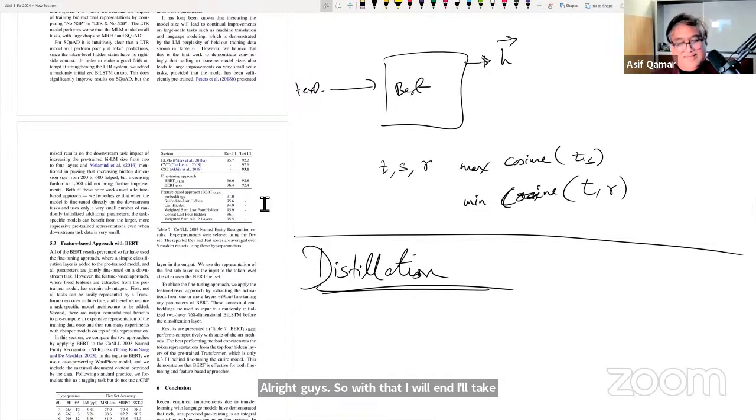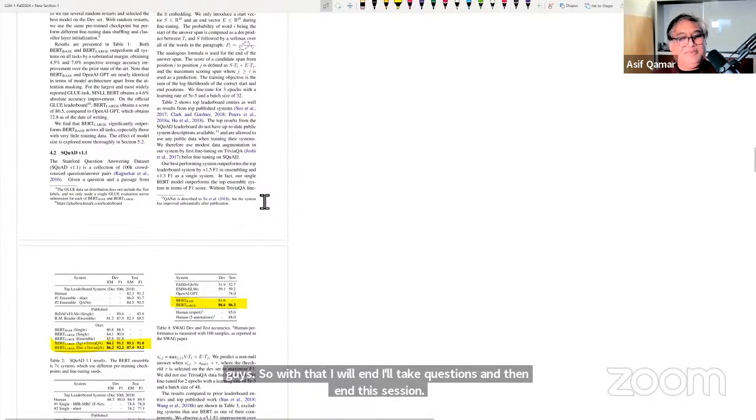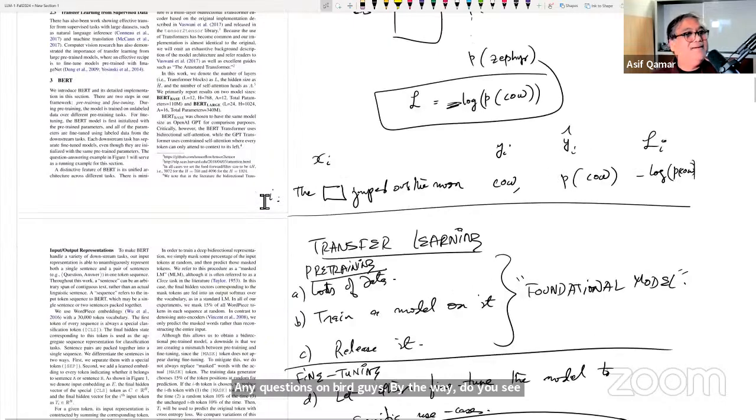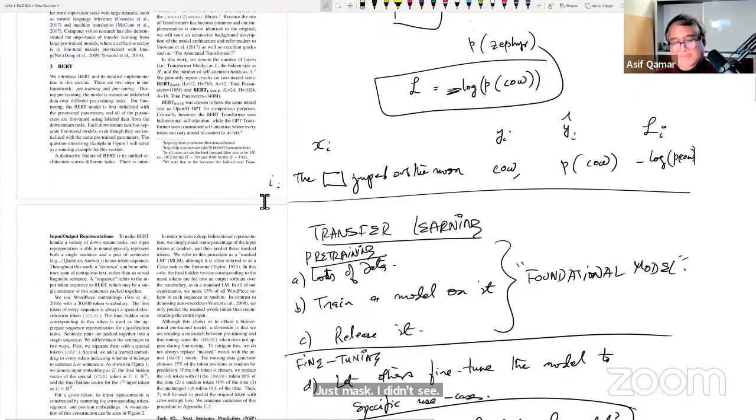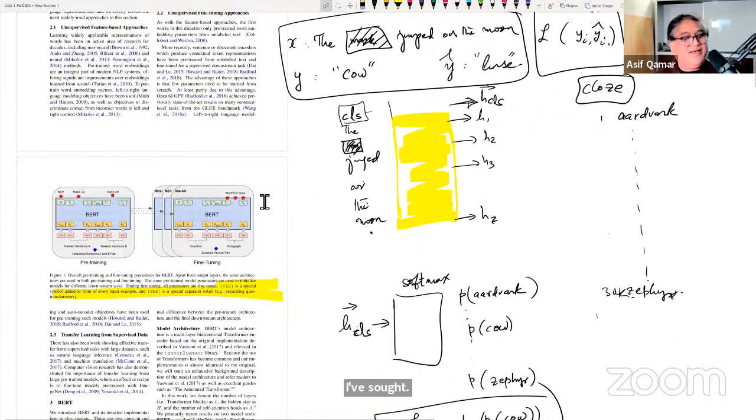Any questions on BERT, guys? By the way, do you see the elegance and simplicity of the idea? Just mask, a hide and seek of sorts. What did I hide? I masked something. Say, what did I hide?